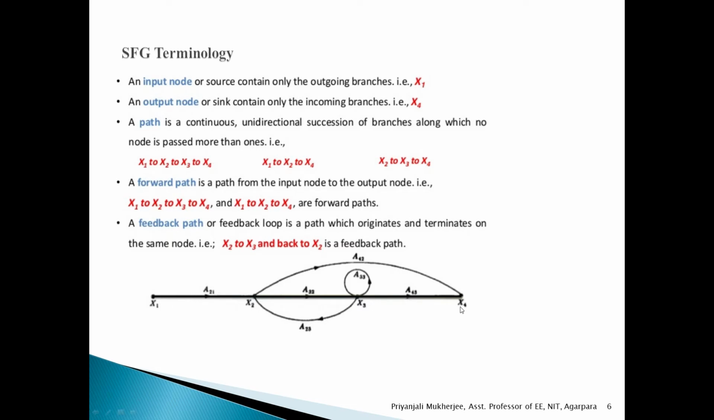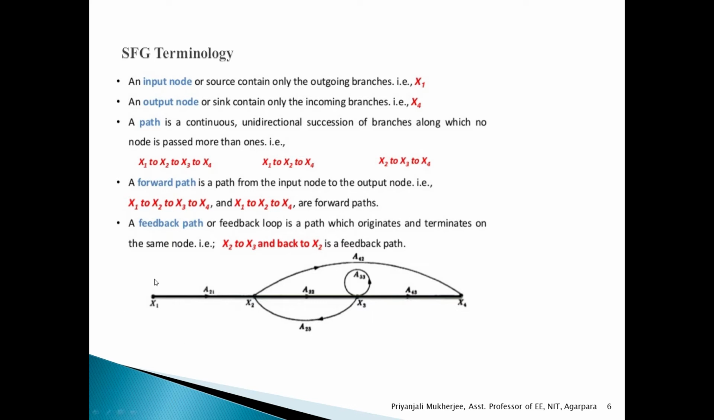Here there are four nodes, x1, x2, x3 and x4. So first we need to consider what is a node. A node is a system variable which is equal to the sum of all incoming signals at the node, and outgoing signals from the node do not affect the value of the node variable.